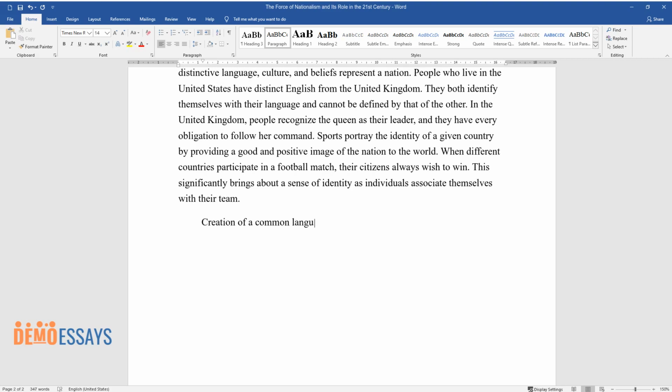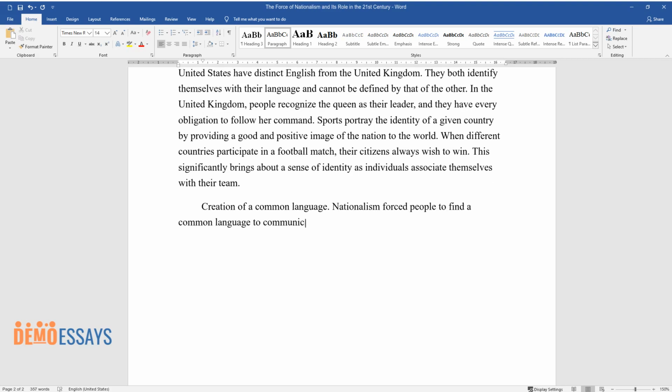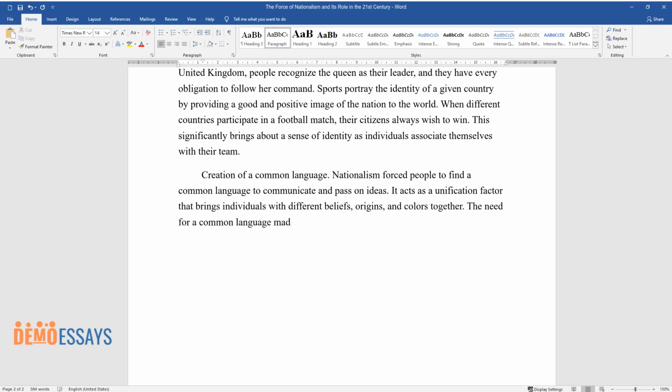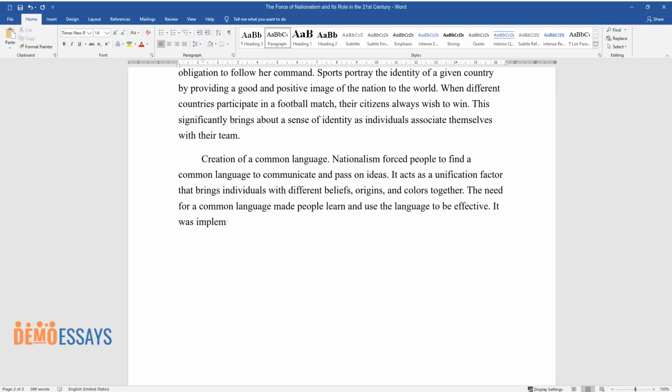Creation of a common language. Nationalism forced people to find a common language to communicate and pass on ideas. It acts as a unification factor that brings individuals with different beliefs, origins, and colors together. The need for a common language made people learn and use the language to be effective. It was implemented in schools and was used as a learning tool.